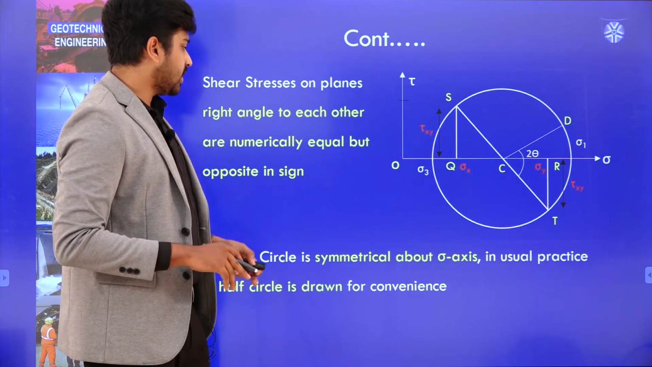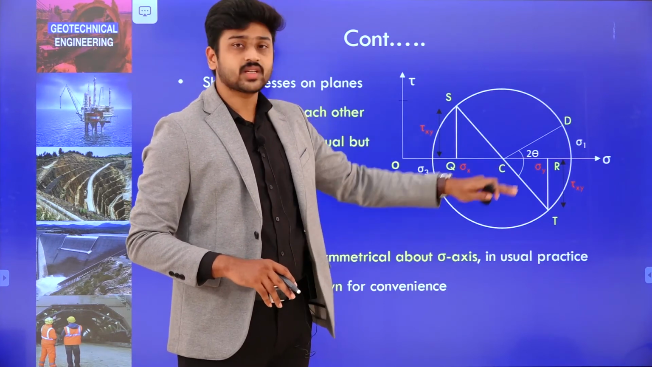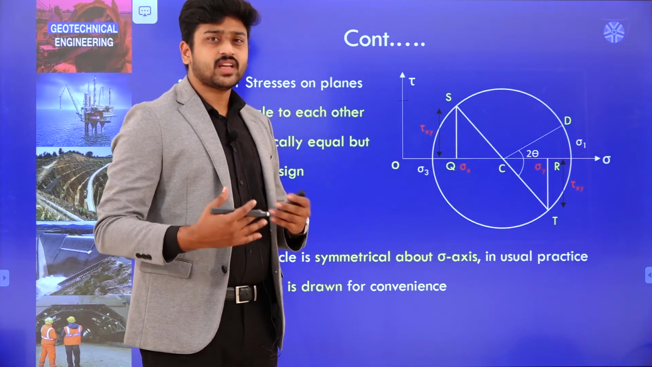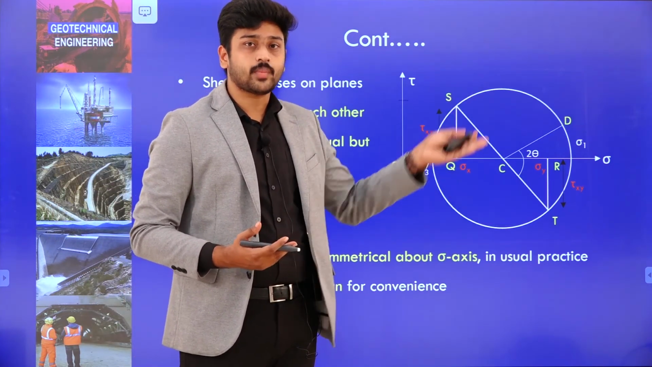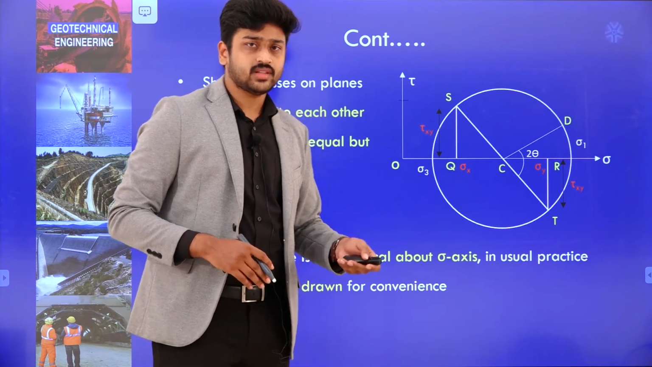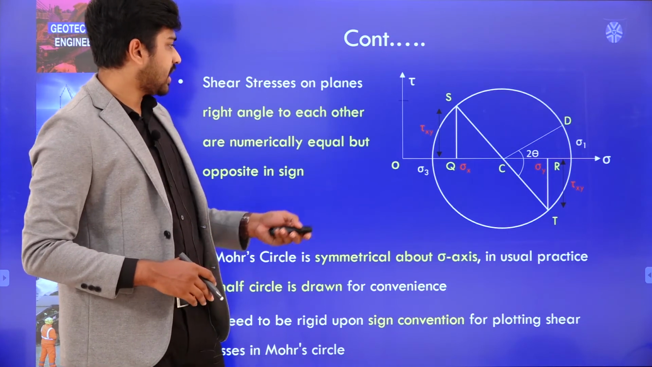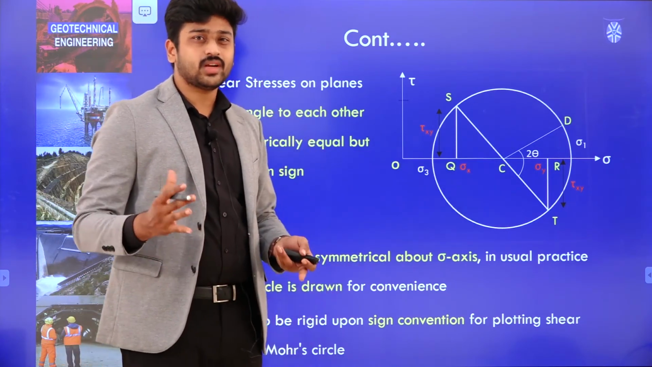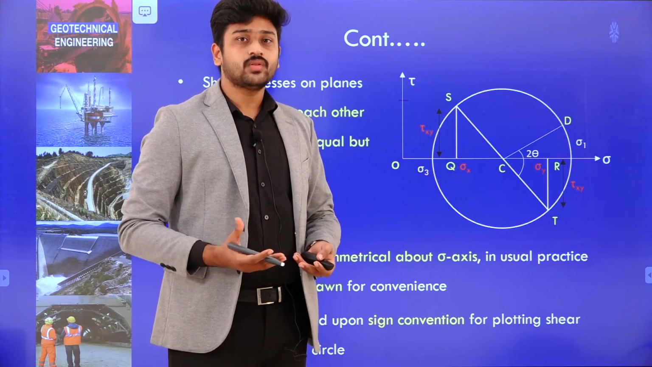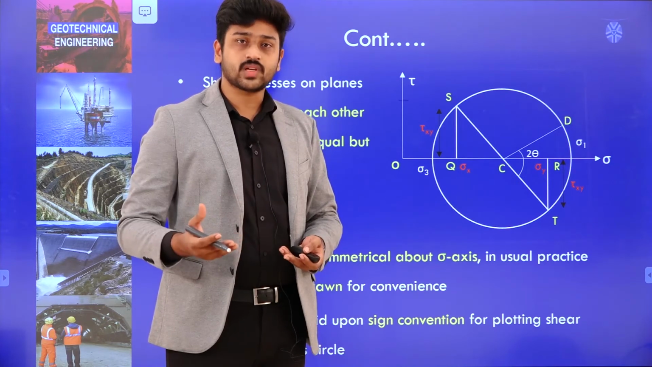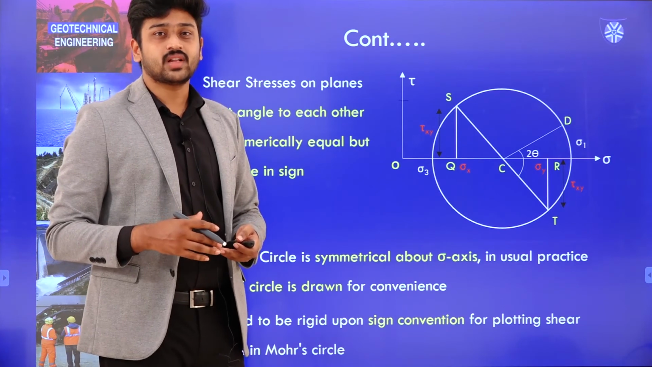Now apart from that, if you look here, this circle is actually symmetrical about the sigma axis. So that is why in general practice we may just neglect the bottom half and just draw the upper half of our Mohr circle. Okay, this is one of the important characteristics again. And then regarding the sign convention, what I have mentioned, we do not need to be rigid because these are numerically equal. To find the resultant, we will be finding the square root of sigma square plus tau square anyway. So that is why we do not need to be rigid about these particular sign conventions.